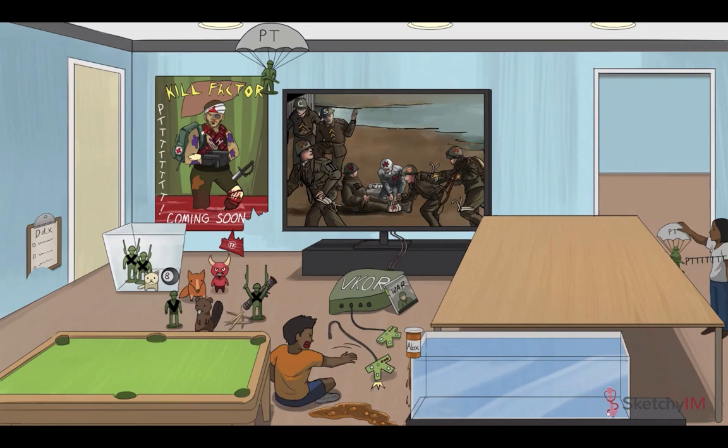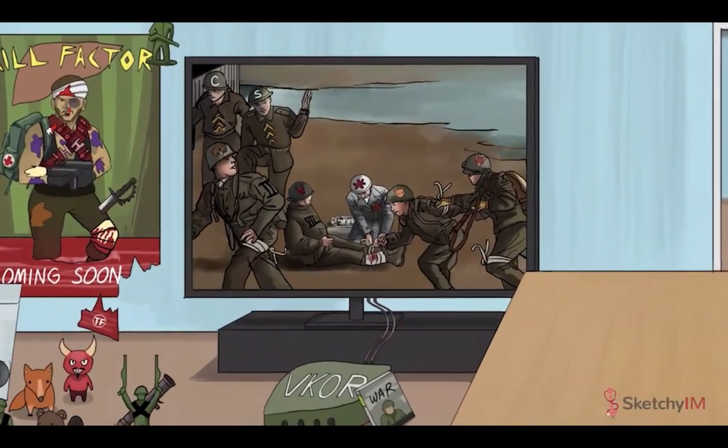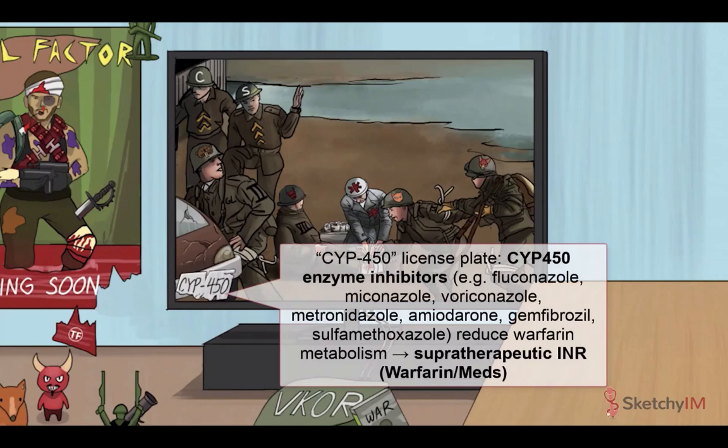We know that patients appropriately anticoagulated with warfarin can bleed, but one of the biggest problems with warfarin is the potential for excessive anticoagulation, which can happen with certain medications that interfere with warfarin metabolism. Warfarin is broken down by the enzyme cytochrome P450, represented at Sketchy by a P450 license plate on a chrome bumper. In this scene, the car is broken down and dilapidated to convey inhibited cytochrome P450. Medications that inhibit this enzyme will reduce warfarin metabolism, resulting in increased warfarin levels and a supratherapeutic INR.